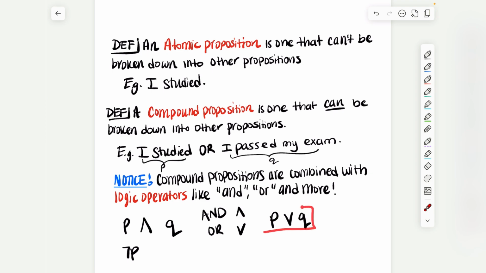So in the next video, I'll show you how to construct truth tables for these compound propositions, and I'll also introduce you to some other operators.